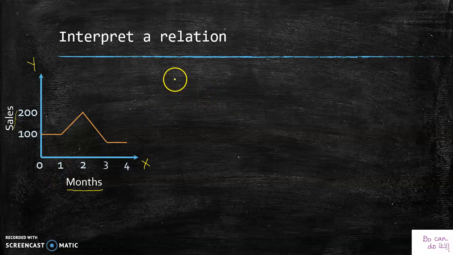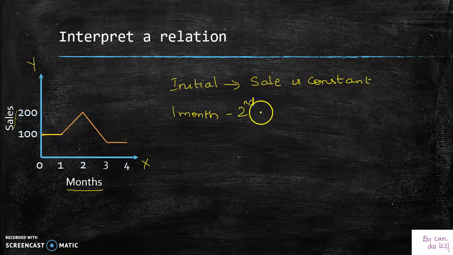During the initial stage of the first month, the sale is constant. Sale is constant because it is a straight line. It is not going up or down. It is a straight line. So it is constant. From 1 to 2, what do you observe from the first month to second month? The line is going up, right? So it means the sale is increasing.